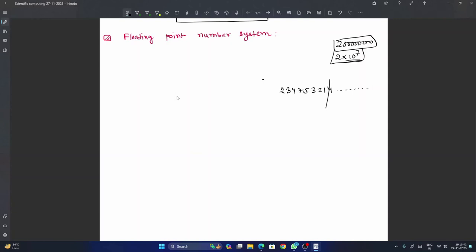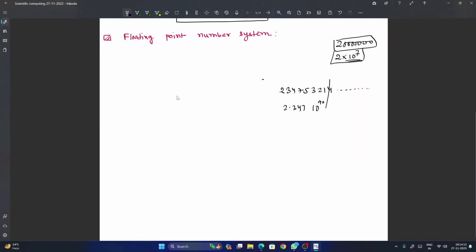So how will you predict how many digits there are, 90 or 80 or 70? Here the floating point number system helps you, at least approximately, because it will give you 2.3475321 and some more digits, then e of some value, or 10 to the power 90, in this format. So now you can see how many total digits there are in your number and how large your number is.